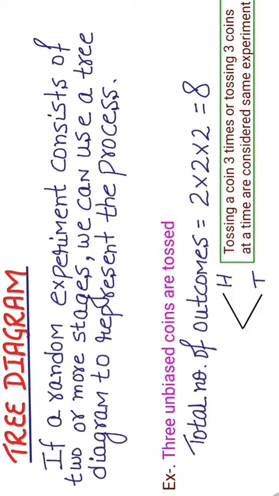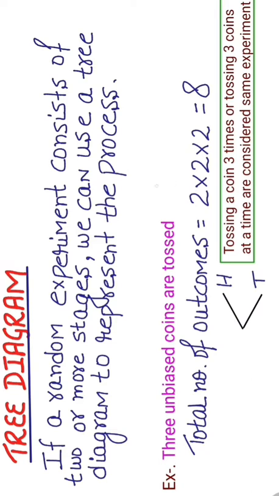Okay, now tree diagram. If a random experiment consists of 2 or more stages, we can use a tree diagram to represent the process. Suppose take an example, 3 unbiased coins are tossed. Now total number of outcomes is 2 multiply 2 multiply 2. Here 2 is the number of outcomes when a coin is tossed, because there are 2 possible outcomes on tossing a coin. One is head and the other is tail. So possible outcomes are obtained by multiplying outcomes for each individual trial. So 2 into 2 into 2 equals 8.